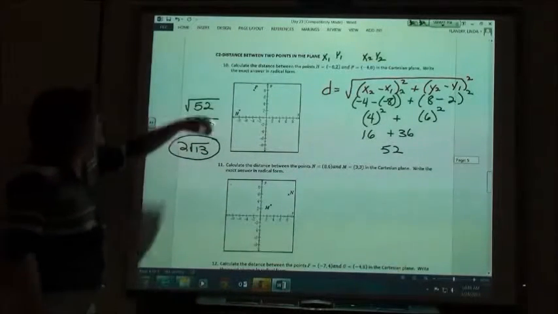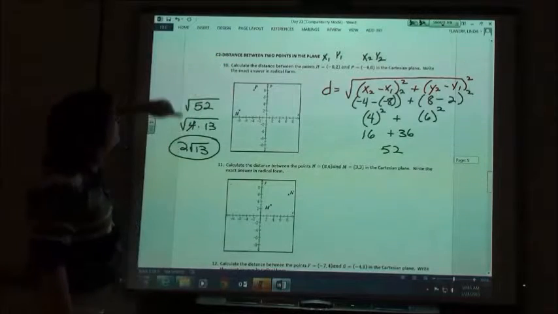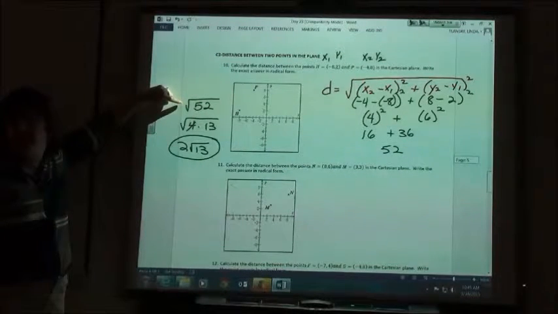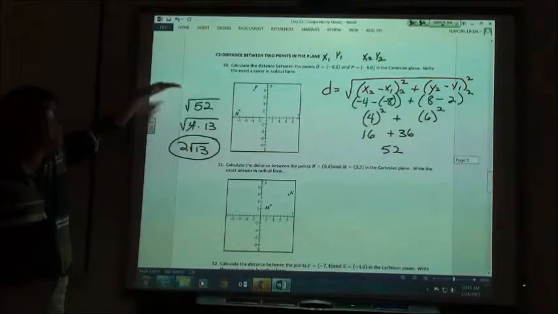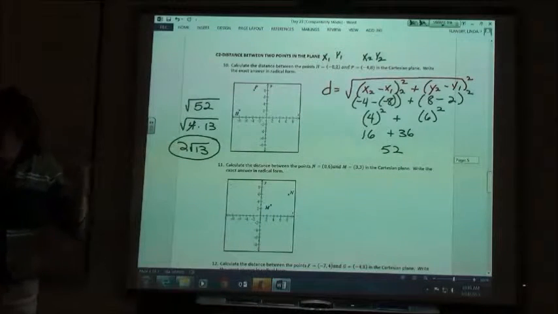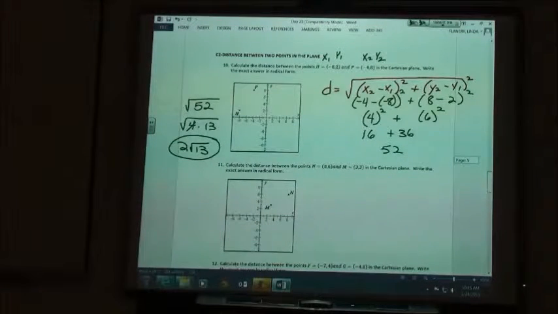Like I said, it doesn't say in the directions you have to simplify, so you might be able to get by with putting in the square root of 52, and it'll probably say it's correct. However, this is the better form. It's up to you if you want to simplify it or not, but it's good practice.